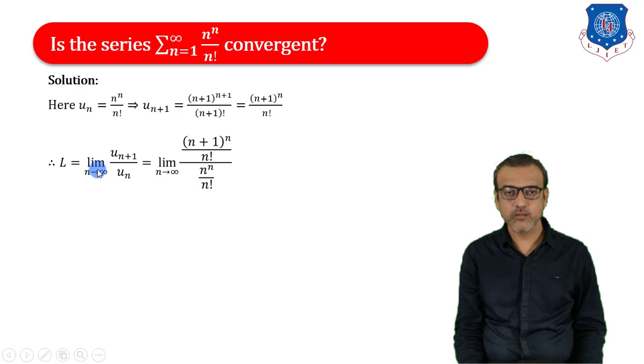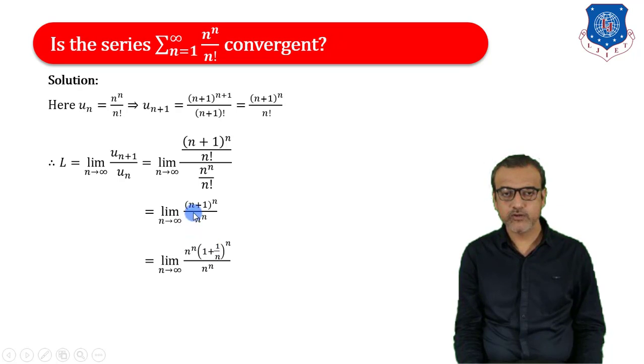Therefore L equals limit n tends to infinity un plus 1 upon un. Now we will divide un plus 1, this one, by un, that is this one. So n factorial and n factorial will cancel out. So we have limit n tends to infinity n plus 1 the whole raised to n upon n raised to n. Now taking n common from the numerator, we have n raised to n into bracket 1 plus 1 upon n the whole raised to n divided by n raised to n. So n raised to n will cancel out from the numerator and denominator.